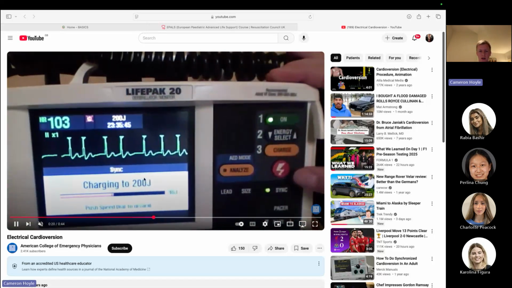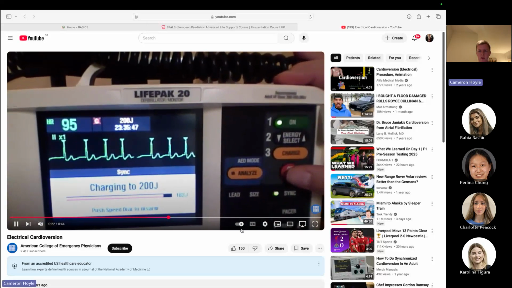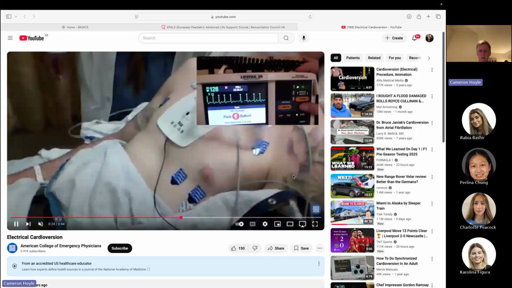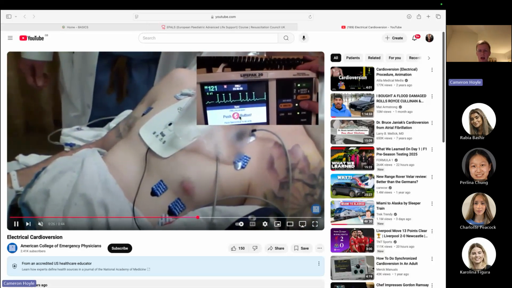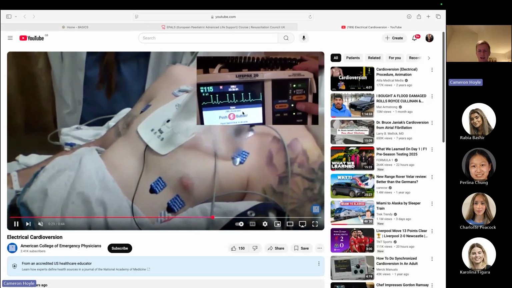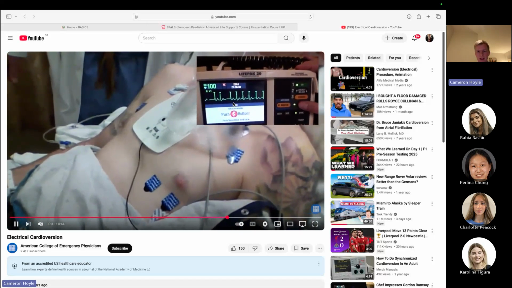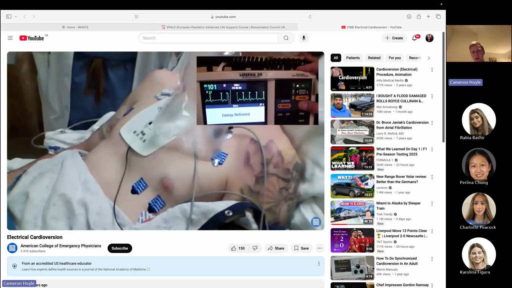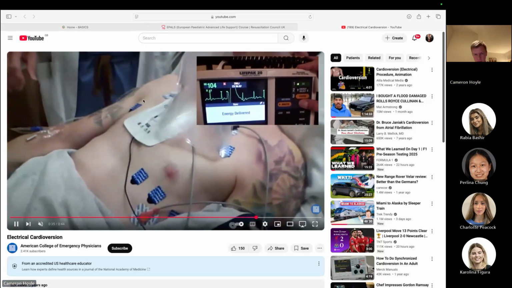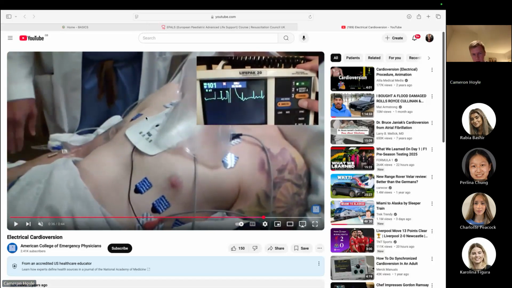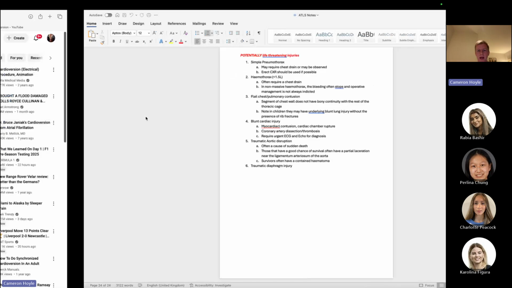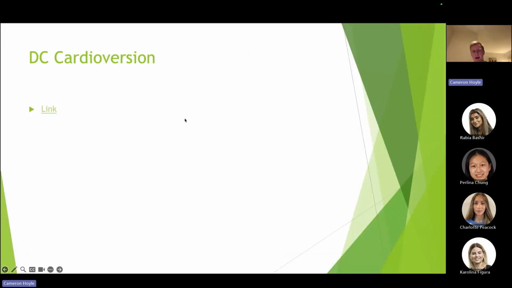So when you charge it, and then when you press the shock button, you may very well see a delay from when you've pressed it to when the shock is actually given. Just because the defibrillator is waiting for it to identify an R wave that it can shock on. So it's slightly different to cardioversion to defibrillation in cardiac arrest.